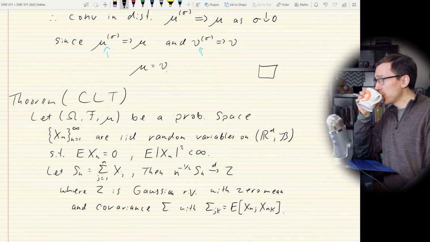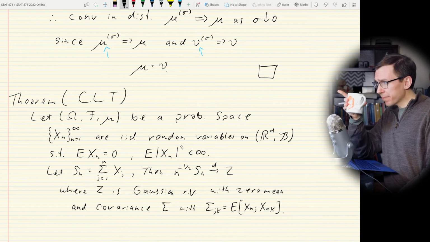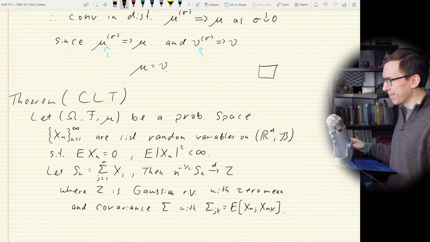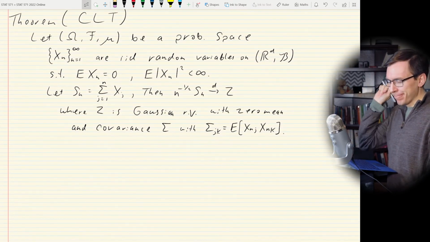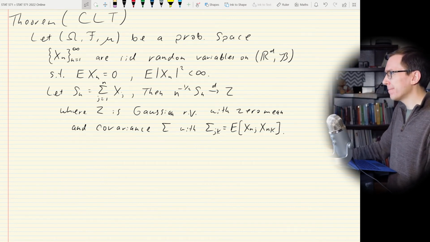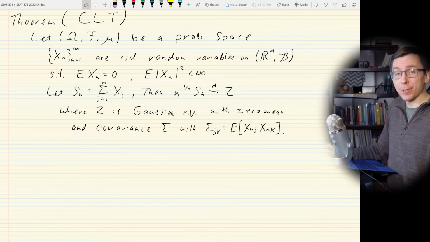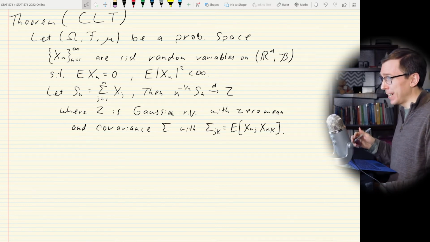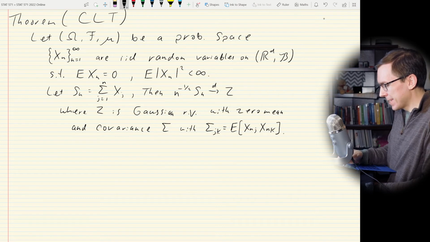All right. Multivariate central limit theorem. Let's see if we can prove it. Well, we're not going to prove it just yet. First, we're going to state a lemma and prove the lemma. And the lemma is going to need Prohorov's theorem, which is precisely why I introduced it at the beginning of this lecture.